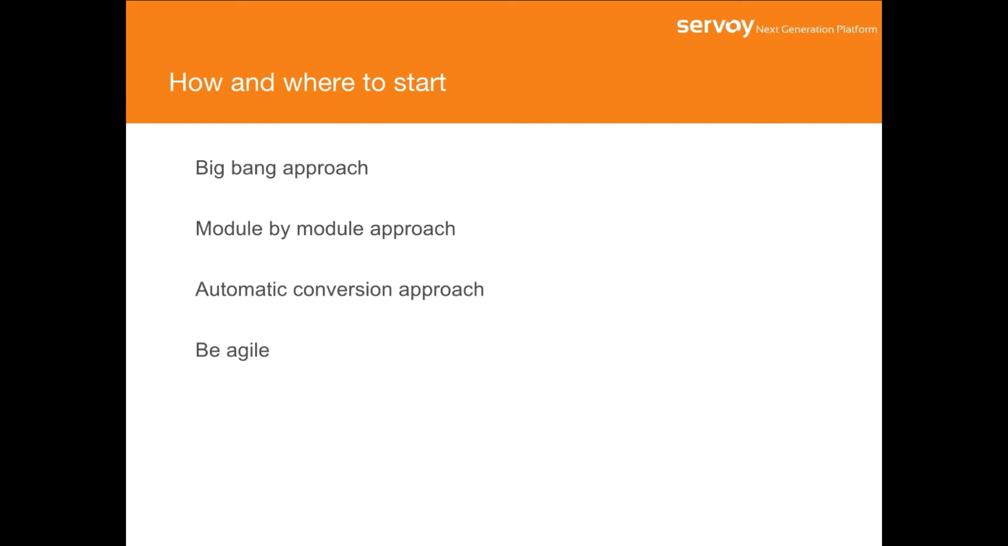Okay, thanks. So a couple of where and how to start. Effectively, at a high level, there are 3 ways to do it: a Big Bang approach, module by module, and automatic conversion. If we zoom into those, let's start with automatic conversion. We've seen from experience that this is extremely difficult, if not impossible. We've seen very little success in automatic conversion.